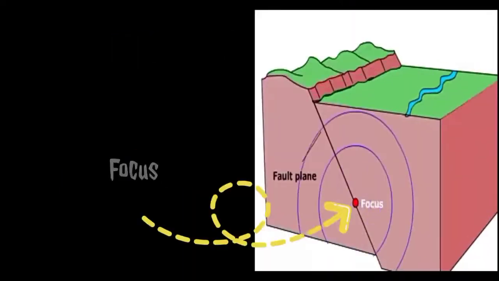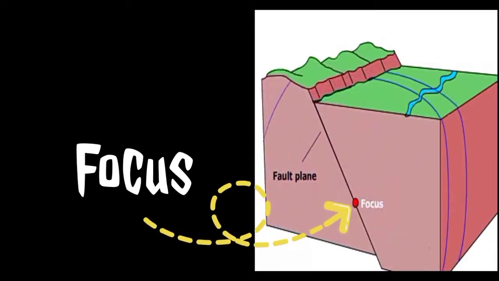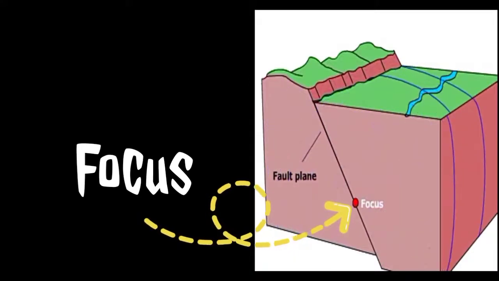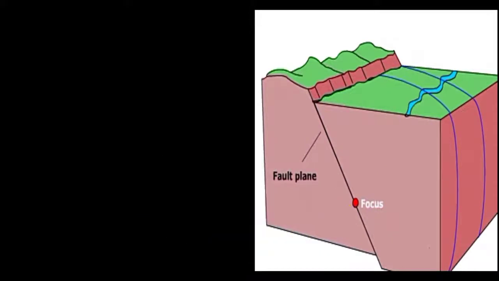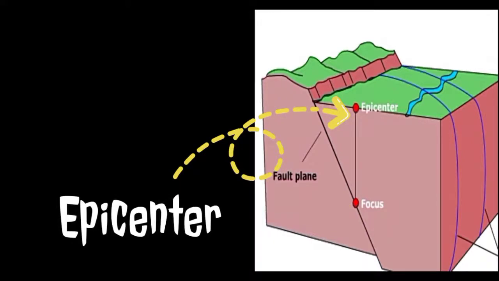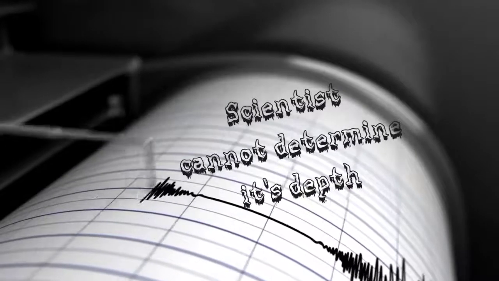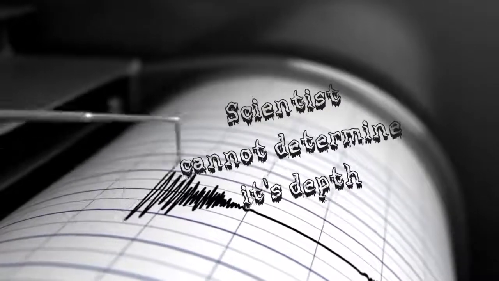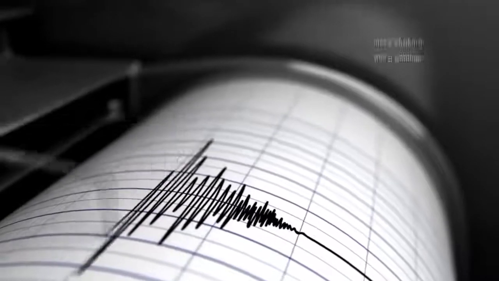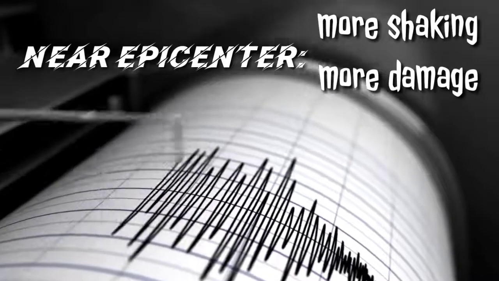The earthquake occurs at the focus. This is a zone within the Earth where rock displacement happens and causes an earthquake. The point directly above the focus is called the epicenter. This is the location that scientists calculate, while the focus is directly below. However, scientists cannot determine its depth. Structures near the epicenter experience more shaking and more damage.